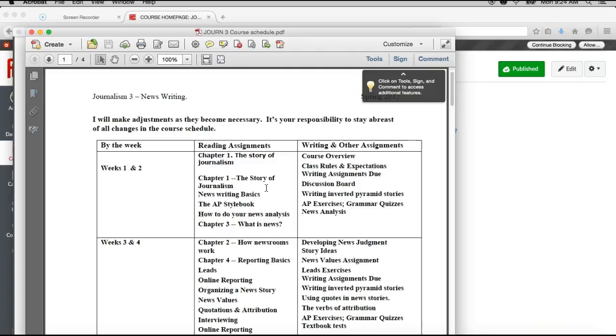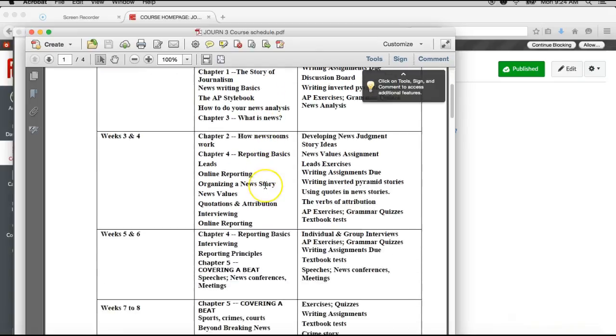Okay, and in these first 2 weeks of class, I really want you to spend as much time as possible going through some of these PowerPoints on the AP style, on news writing basics, on how to do your news analysis. And again, feel free to ask me any questions, and I will be more than happy to review them with you.